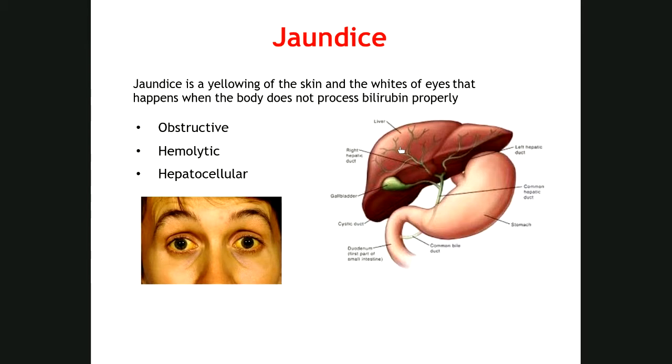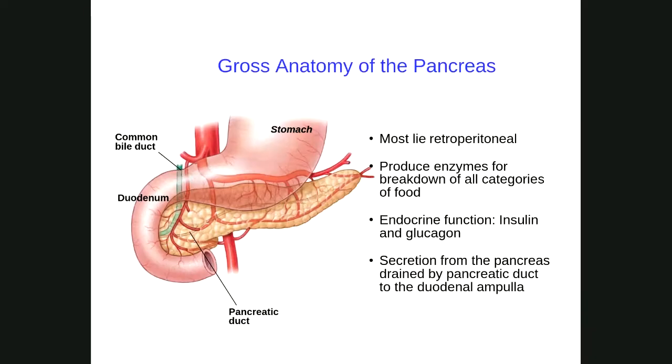So that's enough for jaundice. The pancreas, very simple information. It is retroperitoneal, which means it lies mostly in proximity to the posterior abdominal wall, and it is not covered completely by the visceral peritoneum. That's why it is known as a retroperitoneal organ.